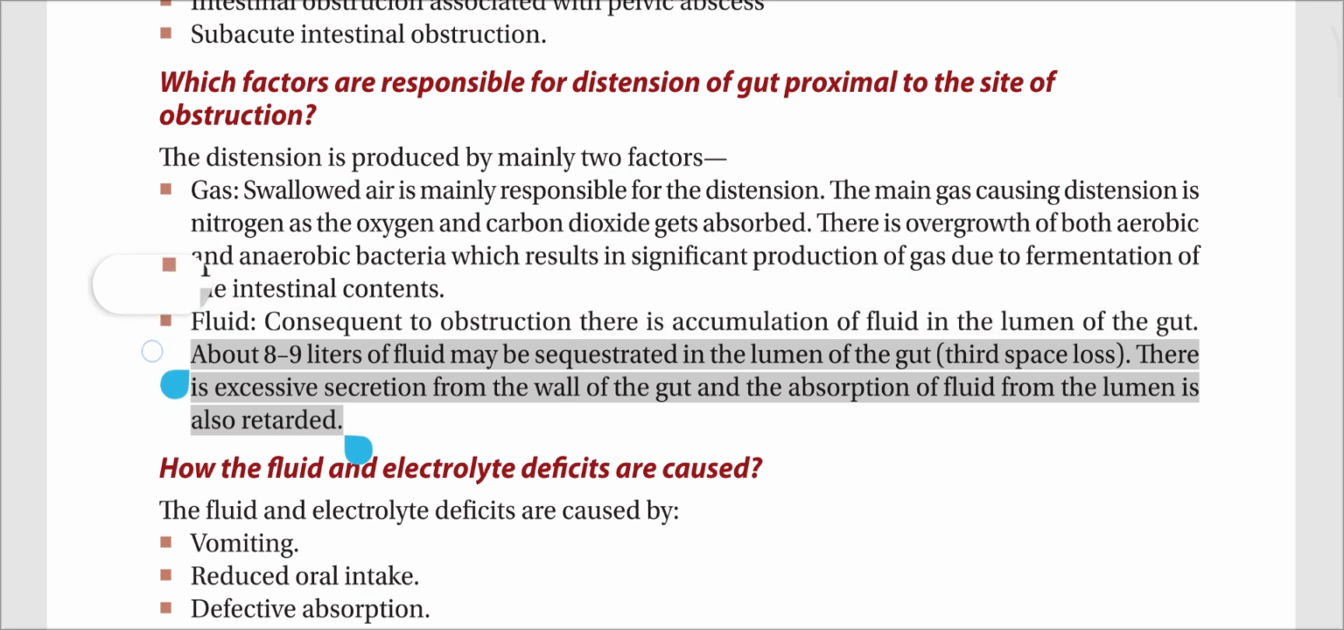About 8 to 9 liters of fluid may be sequestrated in the lumen of the gut. Third space loss: there is excessive secretion from the wall of the gut, and the absorption of fluid from the lumen is also retarded.